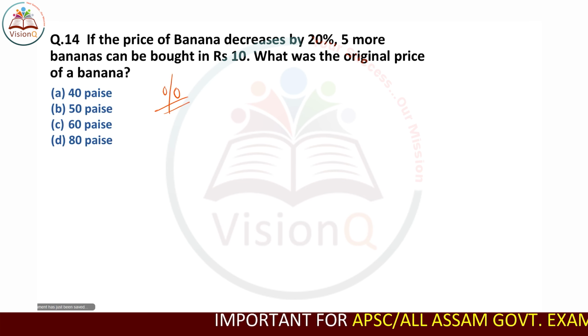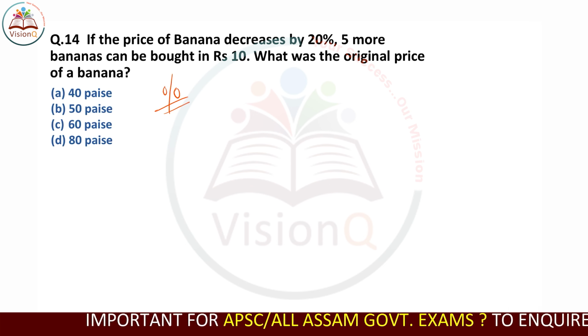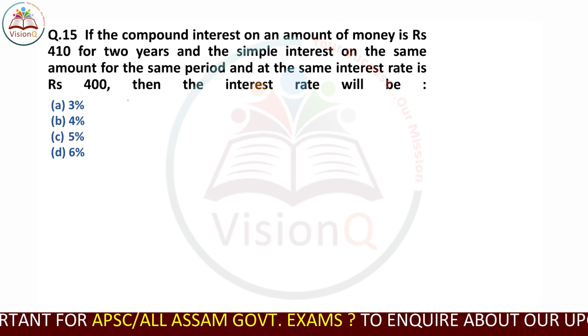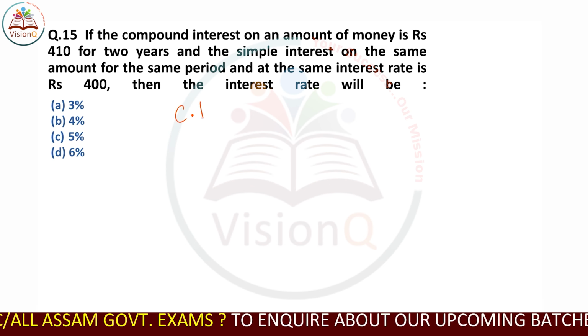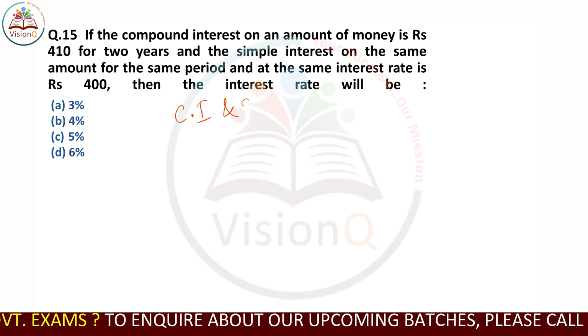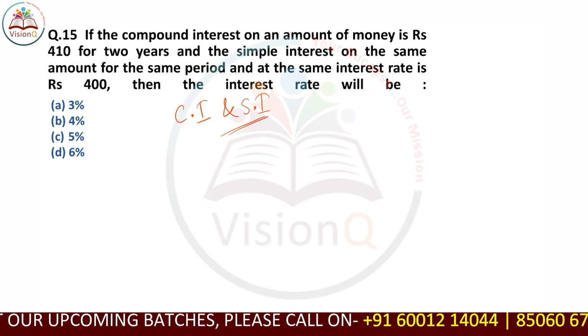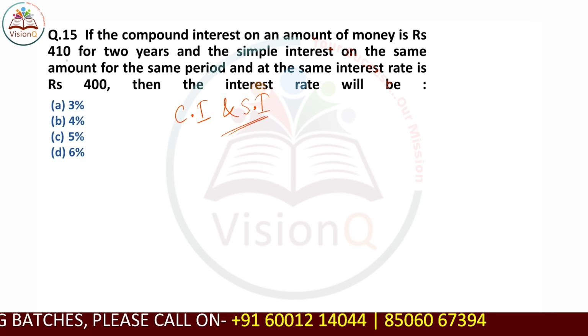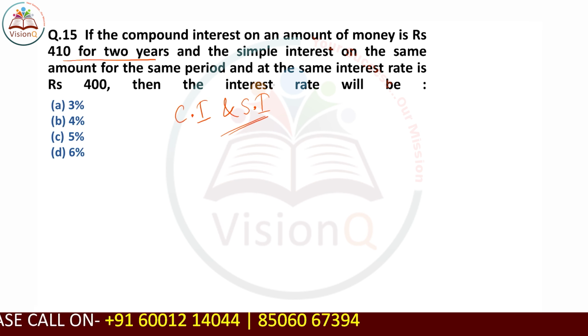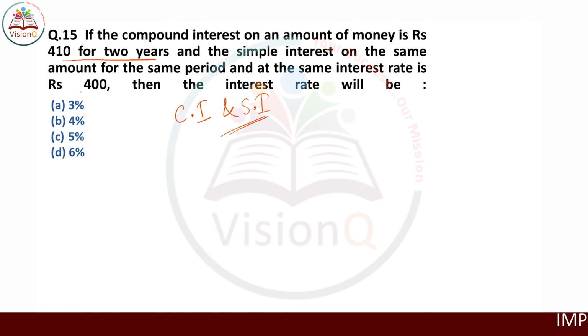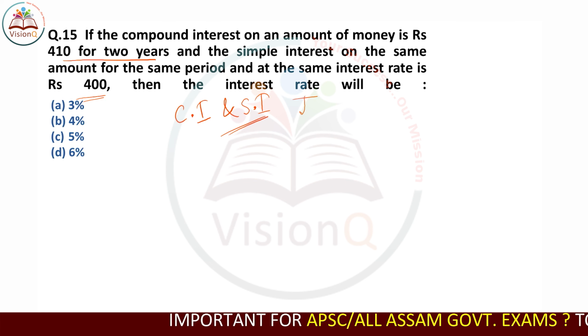And the last question, number 15, is a question based on the concept of compound interest and simple interest. Again, a very important topic for all types of examination. If the compound interest on an amount of money is rupees 410 for 2 years and the simple interest on the same amount for the same period and at the same interest rate is rupees 400. You are given compound interest and simple interest in this question. It is asked to find out the rate of interest, which is R.